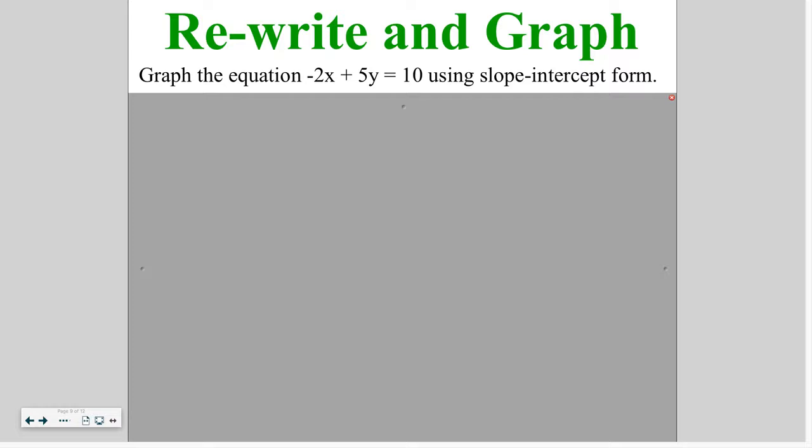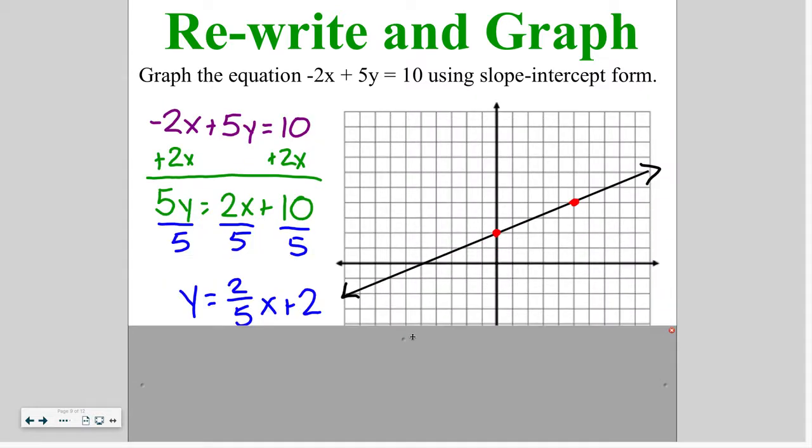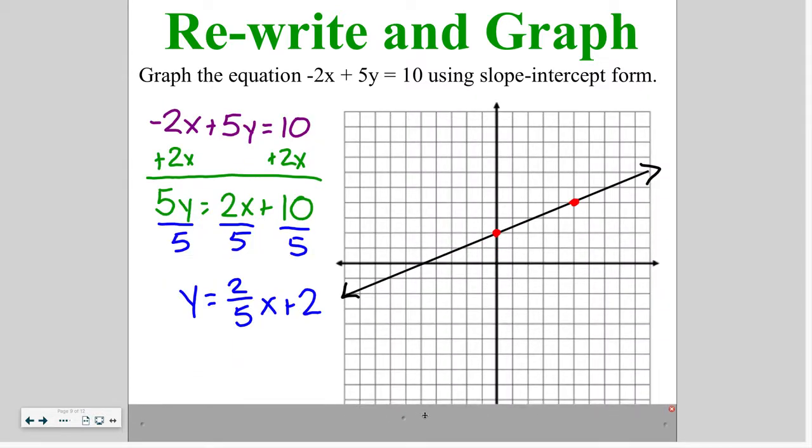Go ahead and try this one on your own, rewriting into slope-intercept form and then graphing. Once you rewrite, you should have gotten an equation of y is equal to 2/5 x plus 2. So our graph starts at (0, 2). We go up 2 and right 5, and then draw that straight line across.